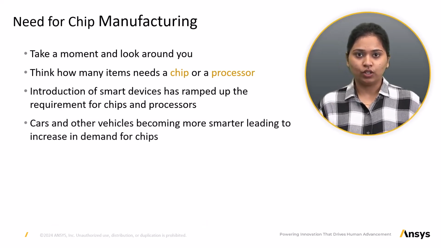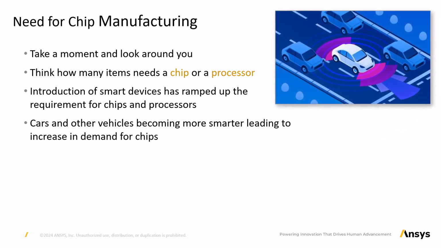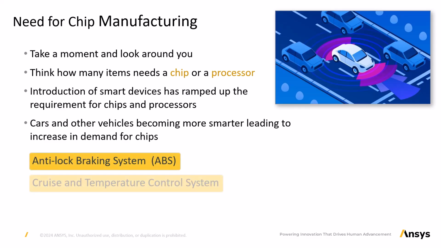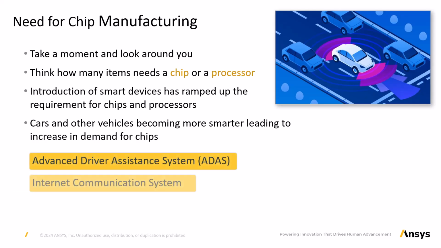The automobile industry also plays a significant role in increased demand for chips and processing units. The recent pandemic highlighted a shortage of chips, leading to extended waiting periods for cars and other vehicles. Consider a smart car. With its myriad functionalities, in addition to standard features like anti-lock braking system, cruise control, and temperature control system, there would be more advanced features like advanced driver assistance system, internet communication system with a voice command support, and a detailed infotainment system with a smart assistant.